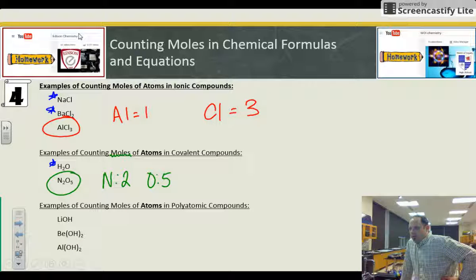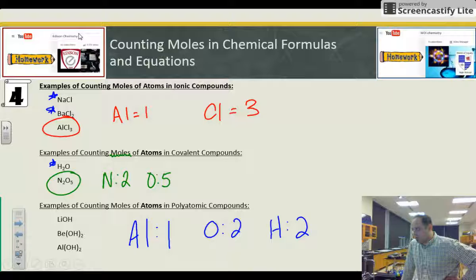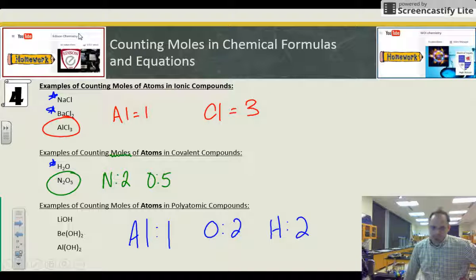How many aluminums you got here? Well, I see no subscript, so there's 1 mole of aluminum. But this 2 needs to go to both atoms, O and H. So I have O being 2 of them, and H being 2 of them as well, because that means there's 2 hydroxide ions. Each hydroxide ion has 1 H and 1 O.